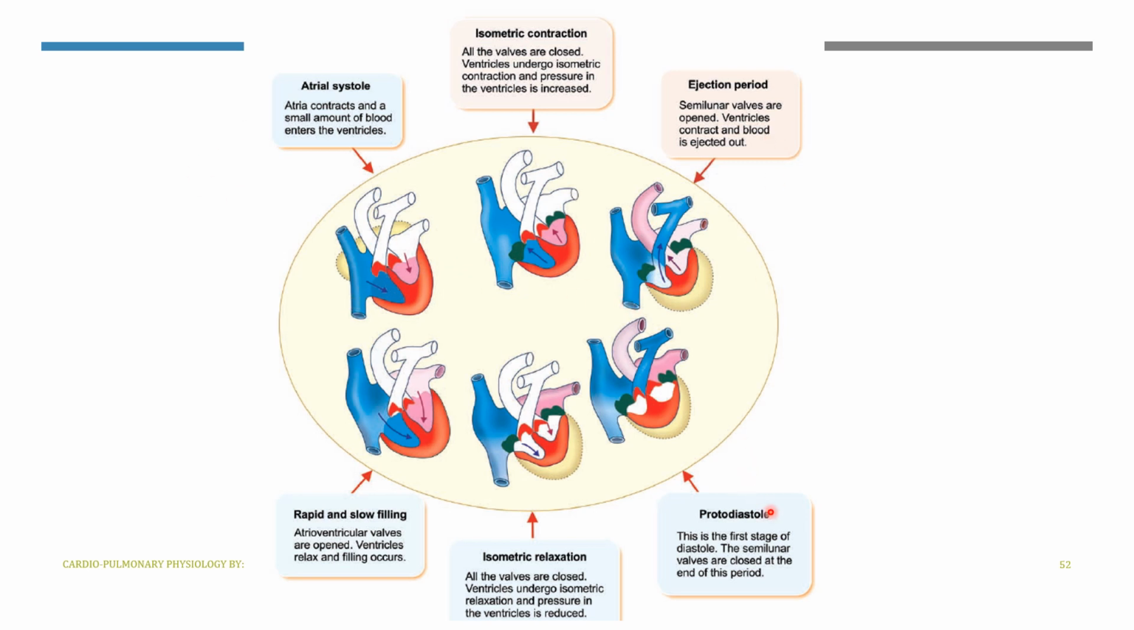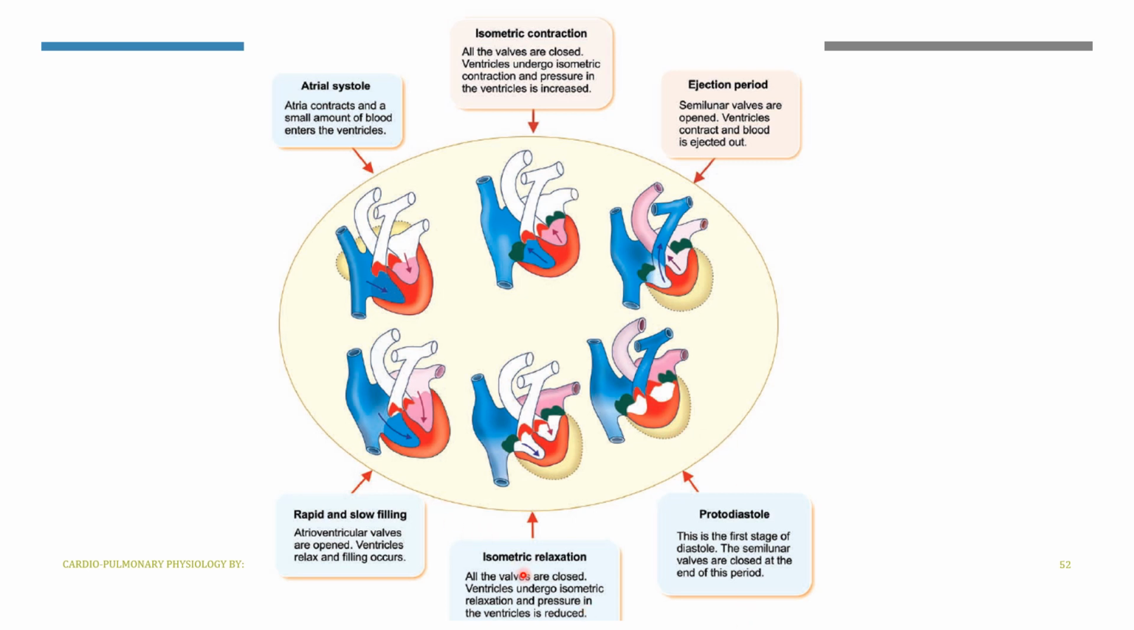Now what happens? Protodiastole. Once contraction has happened, relaxation will start, which is known as diastole. This is the first stage of diastole. The semilunar valves are closed at the end of this period. Once the blood is emptied into both these vessels and pressure is equal between the ventricles and both the arteries, these valves get closed.